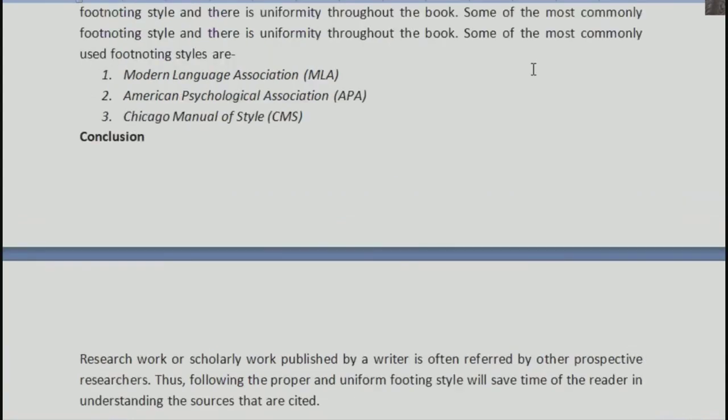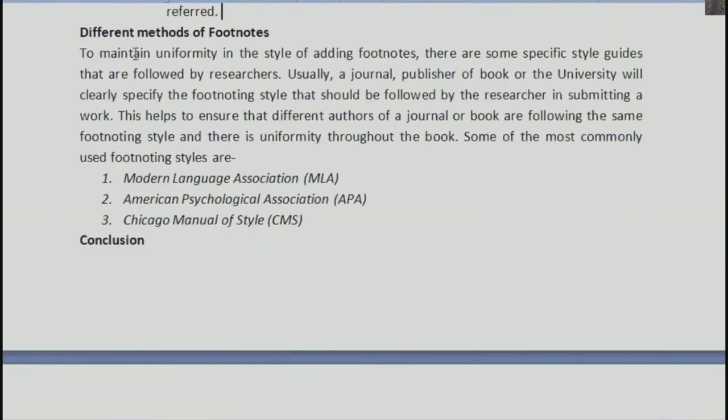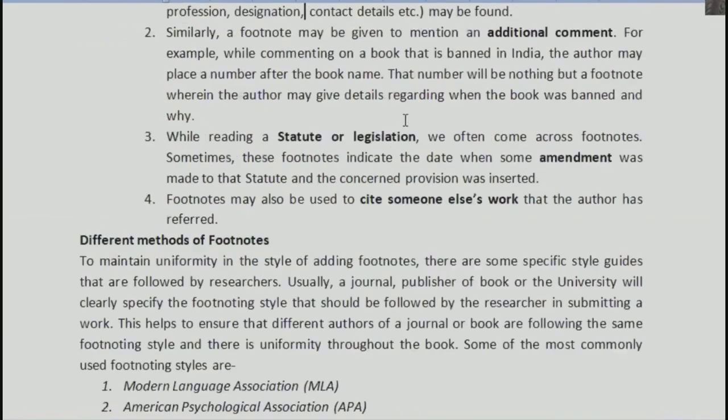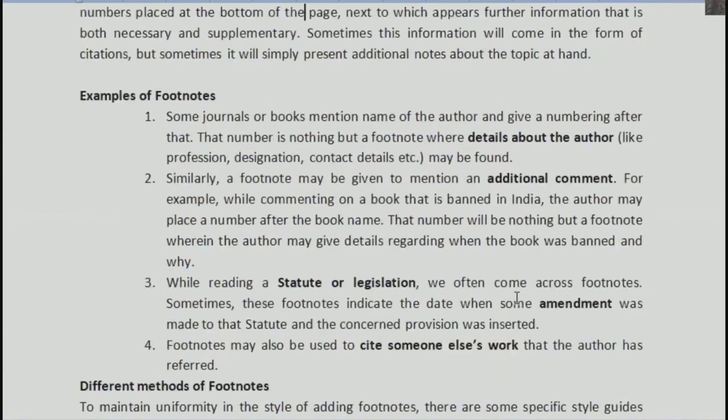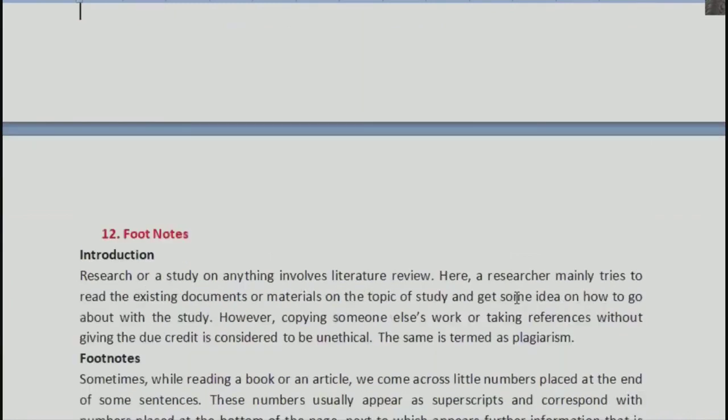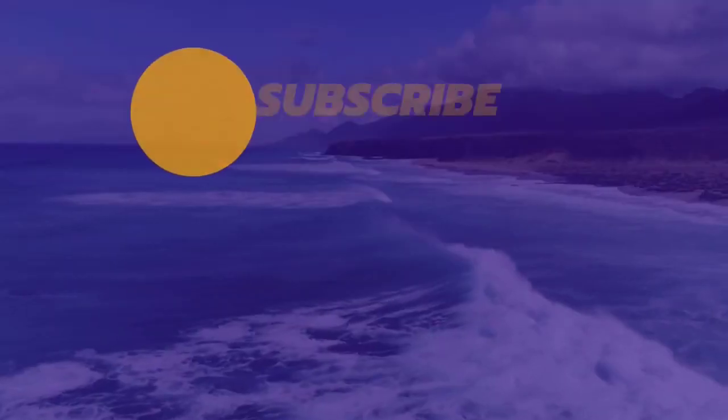So here, the only thing that we need to remember is the different methods of citation: MLA, APA, and CMS. Then 4 different examples giving details about author, additional comment, statute or legislation regarding amendment, and citing someone else's work. It's very simple. And then what is a footnote? You have already seen. You can simply explain. There will be short numbers and all that stuff. So I think this is it.